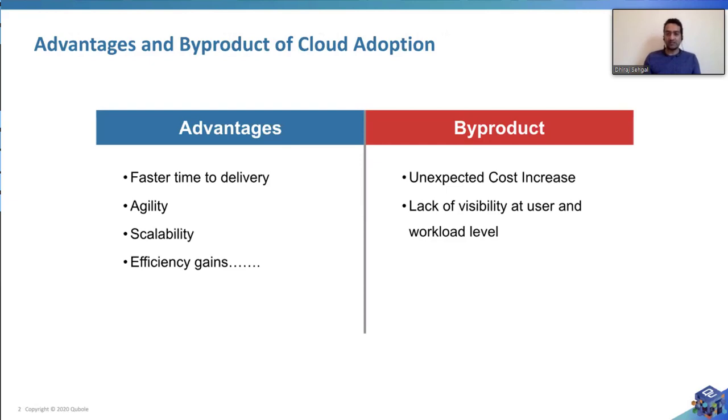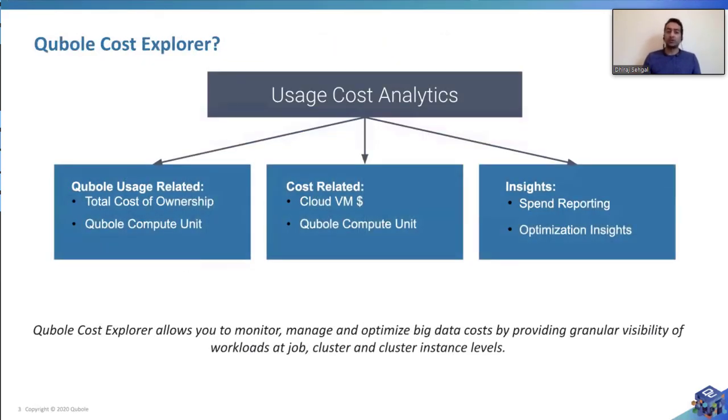But with that, what we have seen over the time is there is a byproduct. As you scale, as you try to go faster, there is unexpected cost increase. That cost increase is good also, but the rate of that increase is what starts to hurt, and limited visibility into that cost is also one thing which organizations and enterprises worry about. Generally, the byproduct is the lack of visibility at the user and workload level. To solve these challenges, we have built the Qubole Cost Explorer.